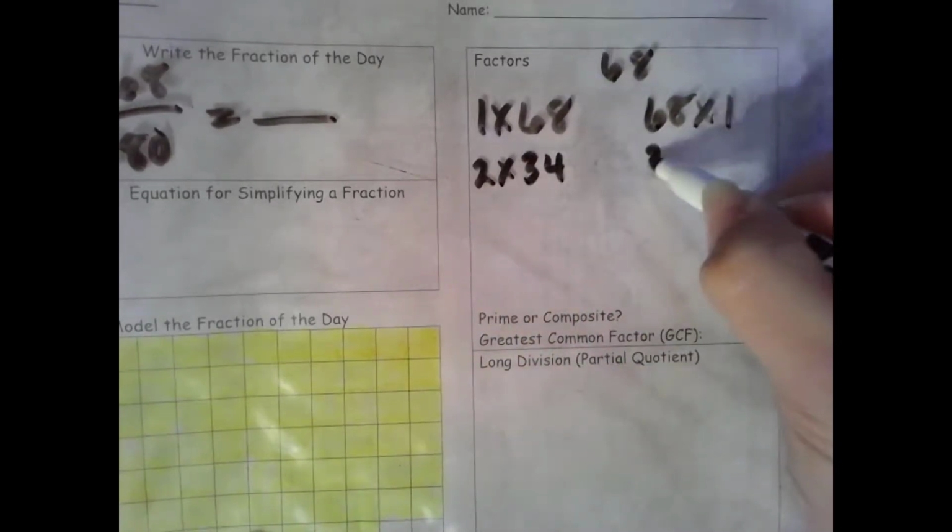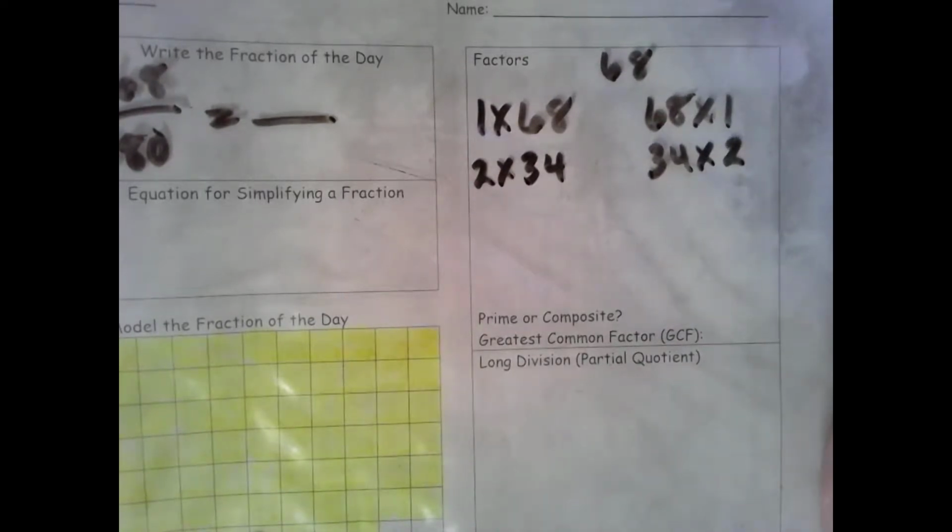Now we're going to use our divisibility rules to find the rest of our factors. We're going to go in order though. So after 1 we try 2. The rule for 2 is that it ends in an even number. It does, so 2 is a factor. 2 times 34. 34 times 2.